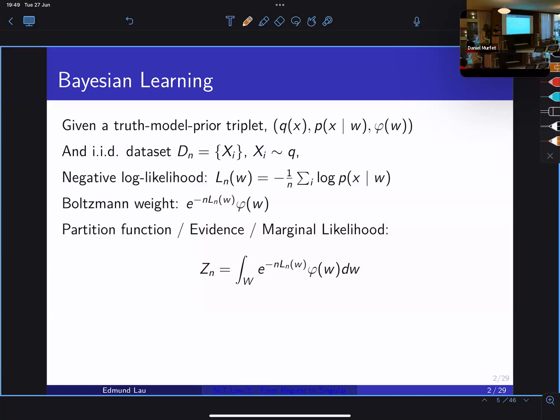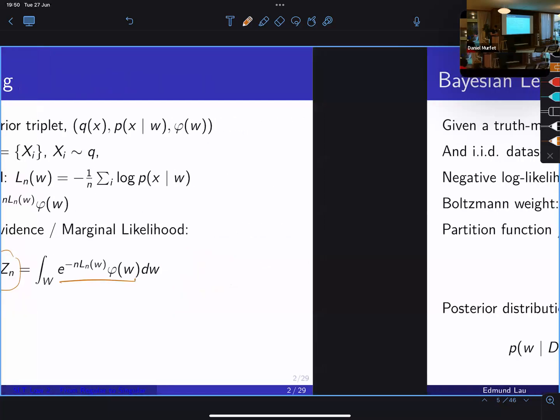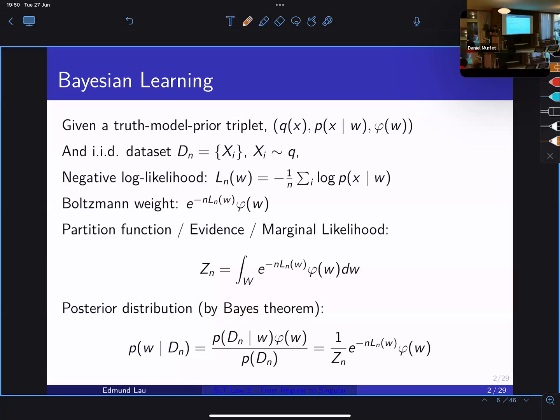And from the Boltzmann weight, just like in physics, we have this quantity Z_n called the partition function, or the evidence, or the marginal likelihood, or the normalization constant for the posterior. Many names, very important. It's defined as the integral of the Boltzmann weight over the entire space of model parameters. And the posterior distribution is given by Bayes' theorem, written in our preferred notation using the energy function. It's in this form, and I hope you are familiar with this form now.